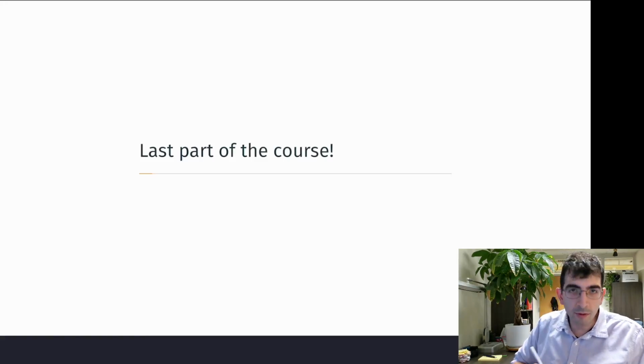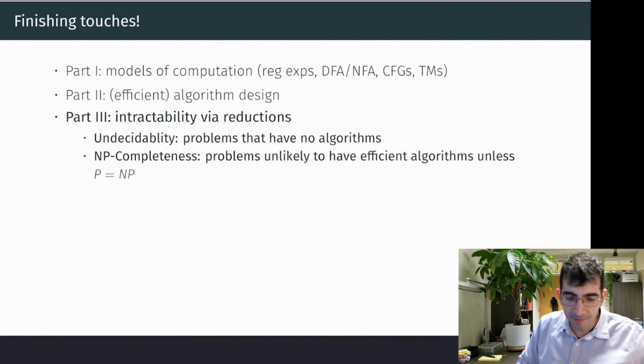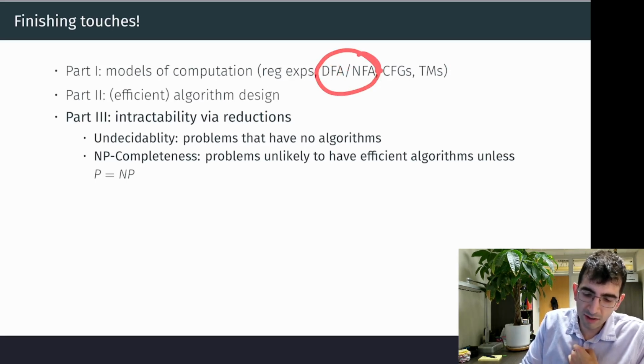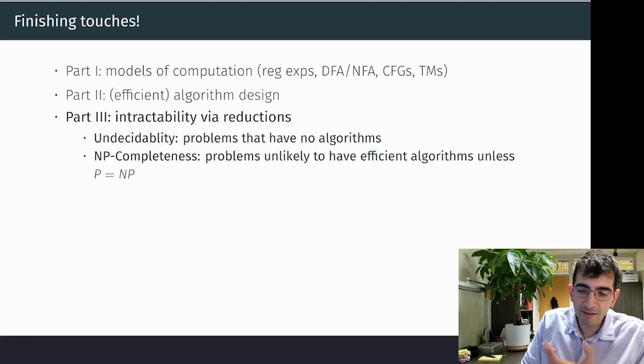Okay, so we're on to the last part of the course. In the first part of the course, we discussed models of computation, namely what types of machines could solve which problems. We started with the simplest machines and worked our way up to the most complex computing machine that we know of.